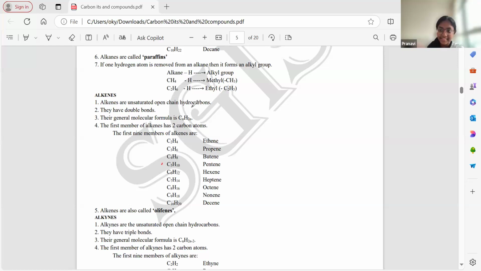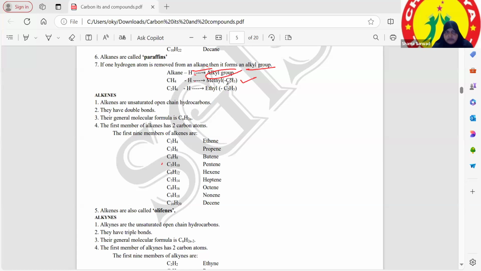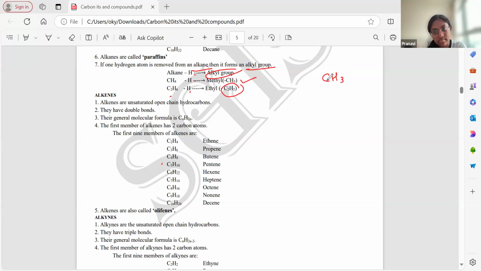Fine. So, if one hydrogen is removed from the alkane, then it forms the alkyl group. Alkane minus 1H converts into alkyl group. For example, methane, when it loses one hydrogen, becomes methyl, CH3 group with one valency. Ethane, when it loses one hydrogen, becomes ethyl, C2H5. Ma'am, is that a minus CH3 and minus C2H5? Not minus, because carbon has a valency of 4. So only 3 hydrogens would be present. The one valency remains as it is, that is denoted by this bond. Okay, 3 plus 1, 4.